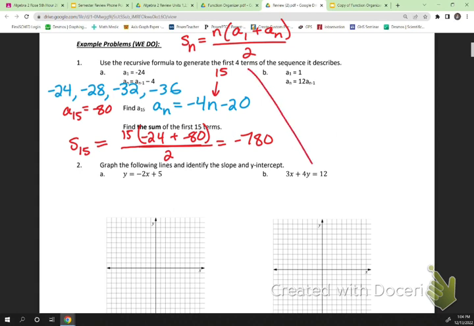Part B. This is a sub n minus 1 times 12. So this is geometric. If I want to list the first 4 terms, it starts at 1. And then what's the second term? Well, I'm timesing by 12. 12. What's the next one? 144. What's the next one?